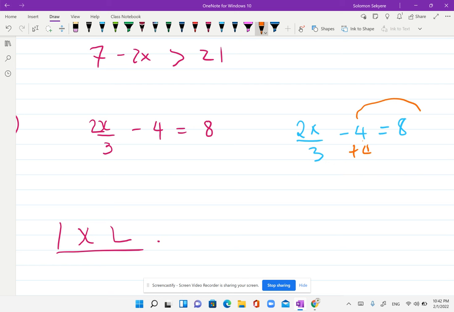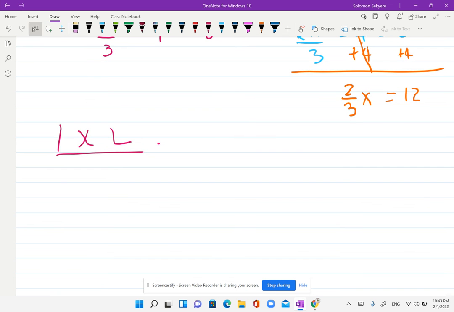So we add 4. When we do that, that goes away. You have 2 over 3 x left on the left side is equal to 8 plus 4, which is 12. This is what you have. A couple of ways of solving this. The x here in the middle is the same as if we put it on the top. It's the same thing. And the 12 here is 12 over 1.